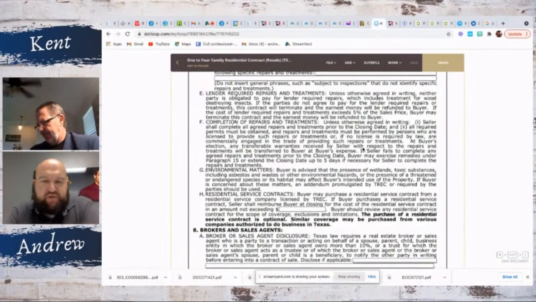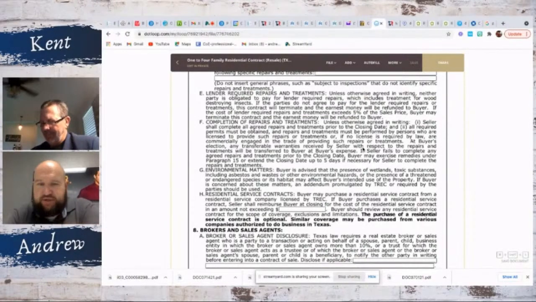Environmental matters. Buyer is advised that the presence of wetlands, toxic substances, including asbestos and wastes or other environmental hazards, or the presence of a threatened or endangered species or its habitat may affect buyer's intended use of the property. If buyer is concerned about these matters, an addendum promulgated by TREC or required by the parties should be used.